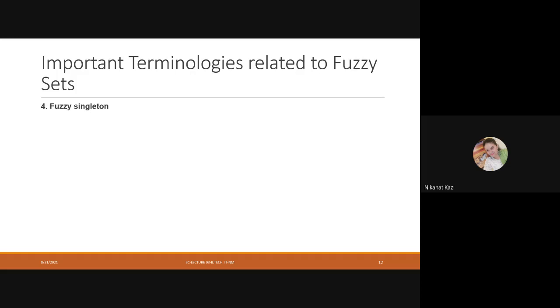Okay. Next is a fuzzy singleton. A fuzzy singleton is a fuzzy set whose support is a single point in X with mu(x) equal to 1. So what is the meaning of this statement?